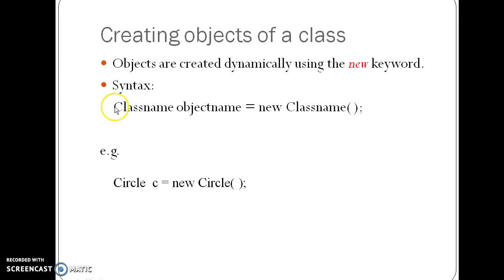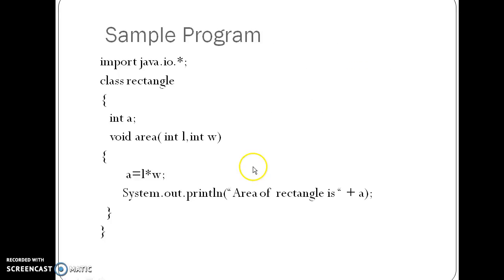Class name, the name of the class for which you are creating the object, you specify the name of that class, then you write the name of the object equals new and then the class name with parentheses, then a semicolon. For example, consider Circle is a class. Here c is an object, that is an instance, equals new Circle, the name of the class. This is the syntax for creating an object in Java.